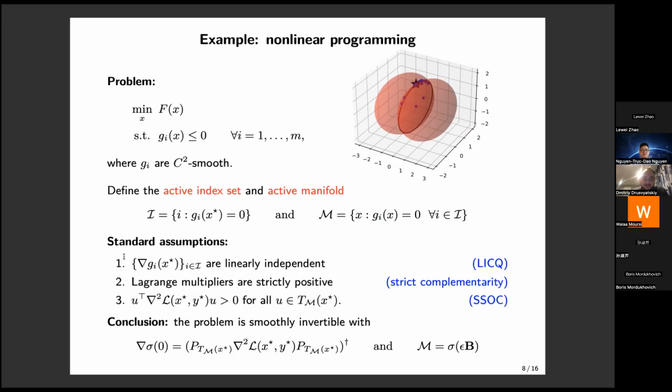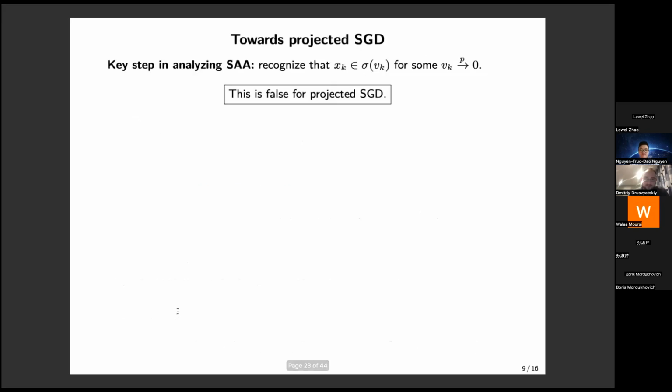Really, when we're talking about nonlinear programming, the assumptions we're making are linear independence of the gradients, strict complementarity, which is crucial in order to have smooth invertibility of the solution map, and positive definiteness of the Hessian of the Lagrangian on the tangent space. So strong second order conditions for optimality. Then all our assumptions hold, and all conclusions hold as well. I didn't tell you what the conclusions are formally yet, but they'll hold in particular for nonlinear programming under these standard assumptions.